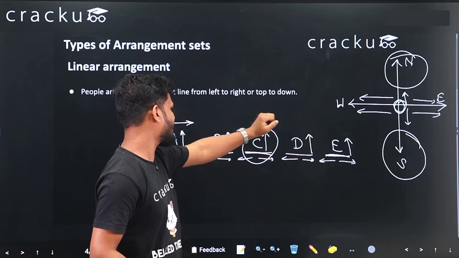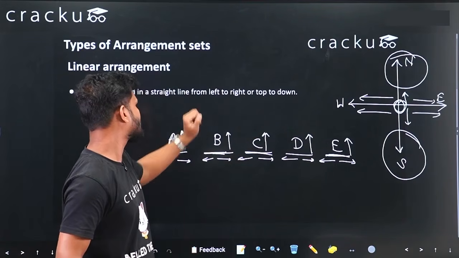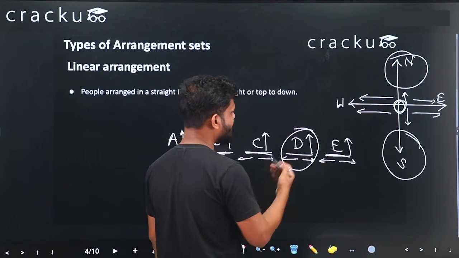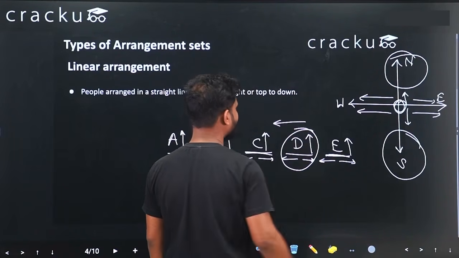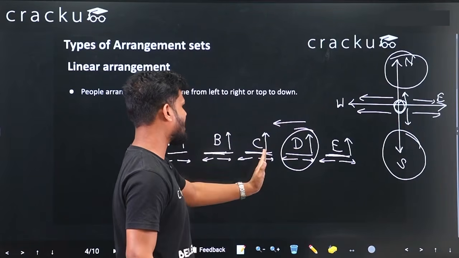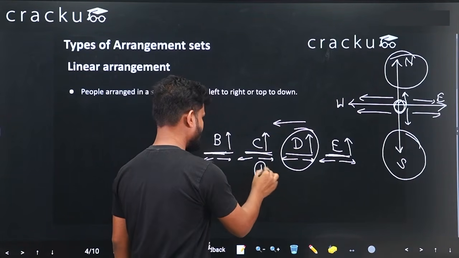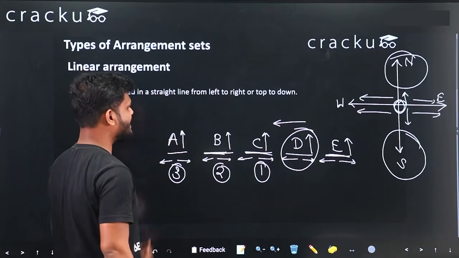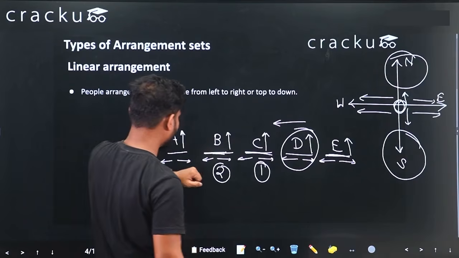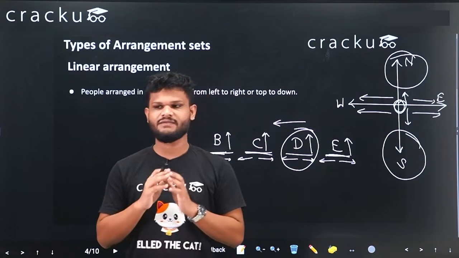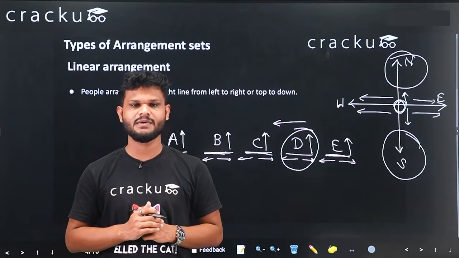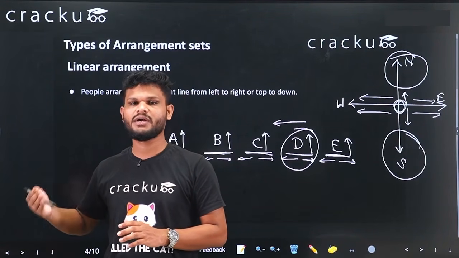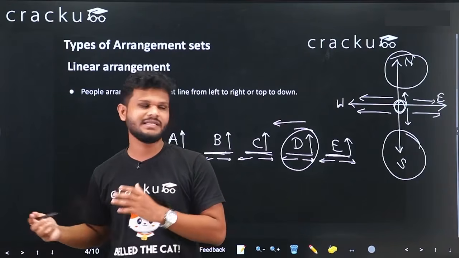Similarly, if I ask who is third to the left of D, so go to D. First find which is D's left. D's left is this. Now forget D and count three places. So 1, 2 and 3. So I can say A is sitting third to the left of D. So what you have to do? First find the left or right direction for that particular person, then forget that person, and from next to him count 1, 2, 3 or whatever the places you are asked in the question.